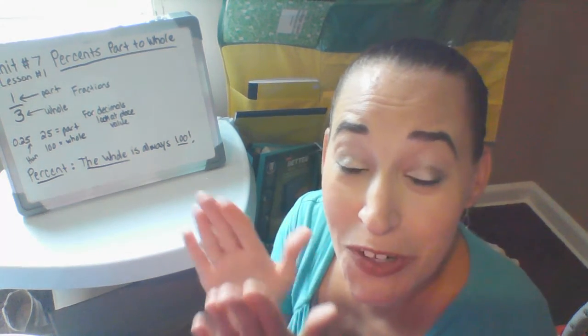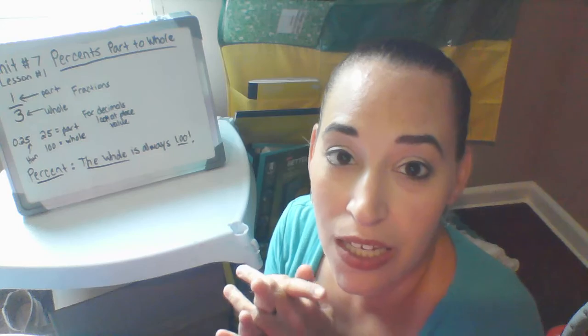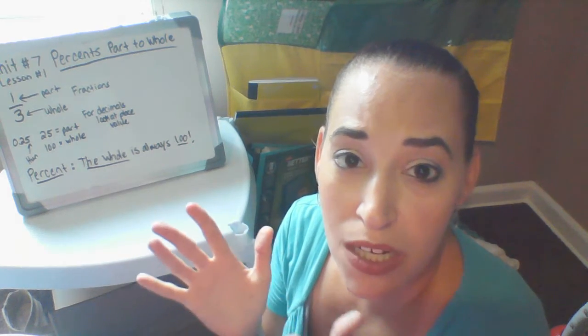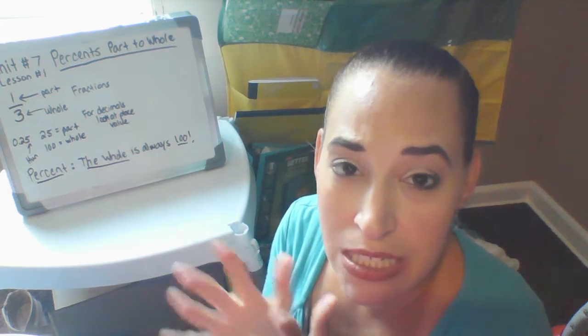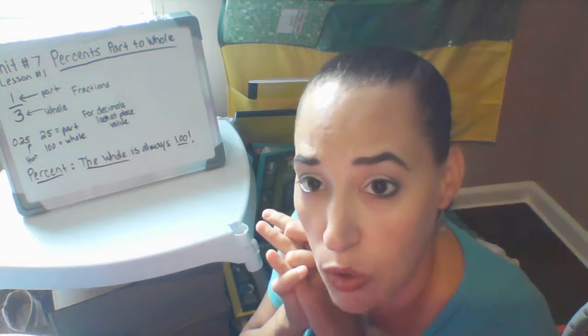Congratulations, Blue Book friends. Now we're in Unit 7, and Unit 7 is mainly about percents and converting back and forth between percents and fractions and decimals. So, Lesson 1 is about parts to whole.